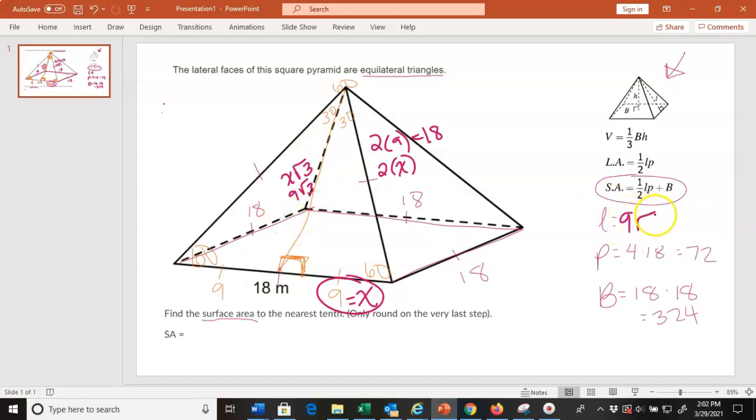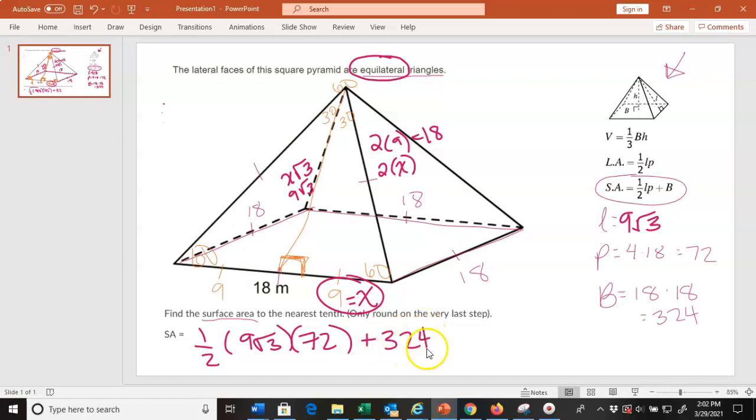And the only reason we were able to do this is because they told us they were equilateral. That made it a very special triangle: the 60 degrees in all the angles and 18 on all the sides. So now that you have all three things you need, we just plug it in. 1/2 times little l, which is 9 root 3, times little p, which is 72. I feel like I'm saying rapper names. Little p. Plus big B, which is 324.